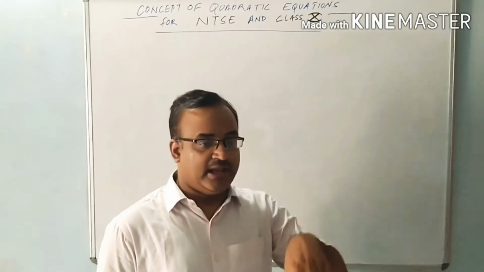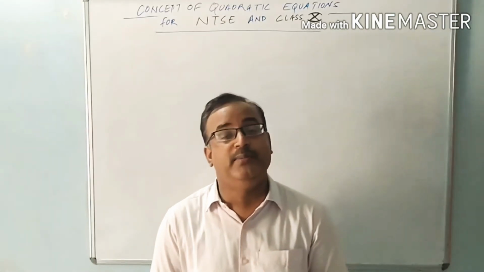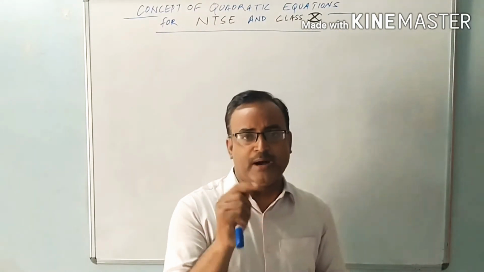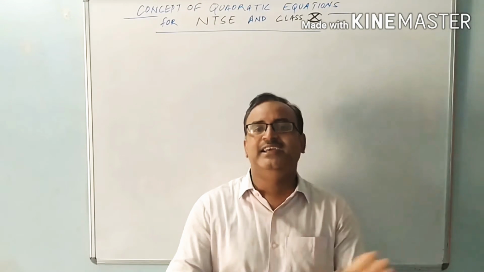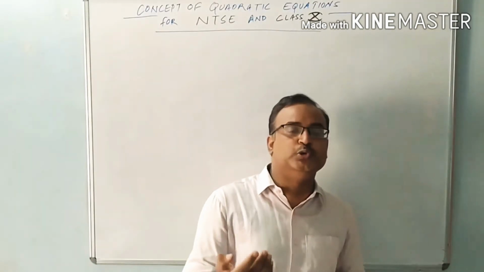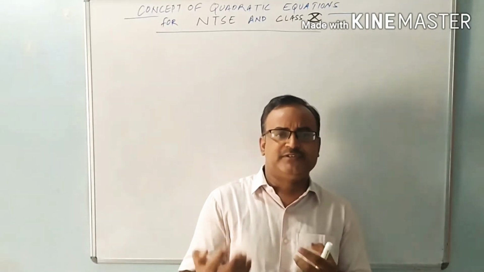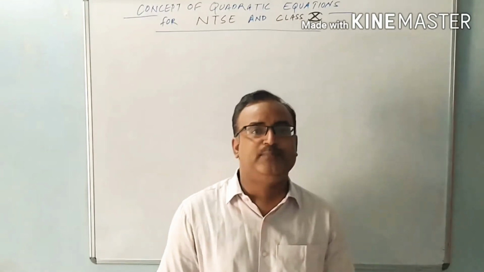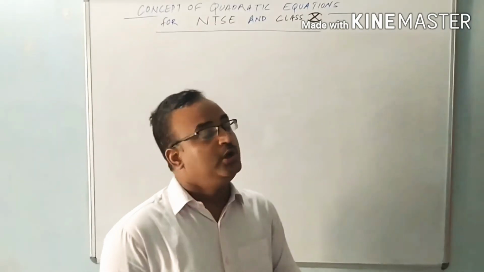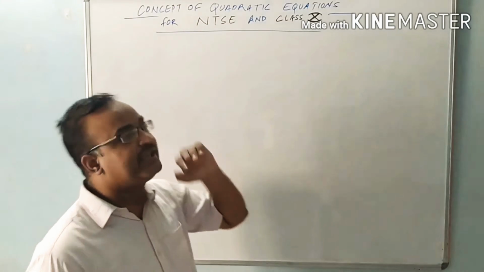But it is also divided on the basis of the power of x, that means the power of the variable. If the power of x is only 1, then it is a linear polynomial. If the power of the variable is 2, then it is called a quadratic polynomial. If the power of x is 3, then it is called a cubic polynomial. If the power of x is 4, then it is called a biquadratic polynomial. So now I am going to discuss how to solve the quadratic equation.